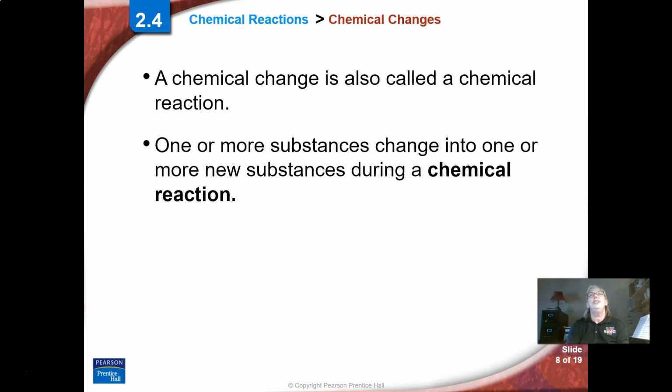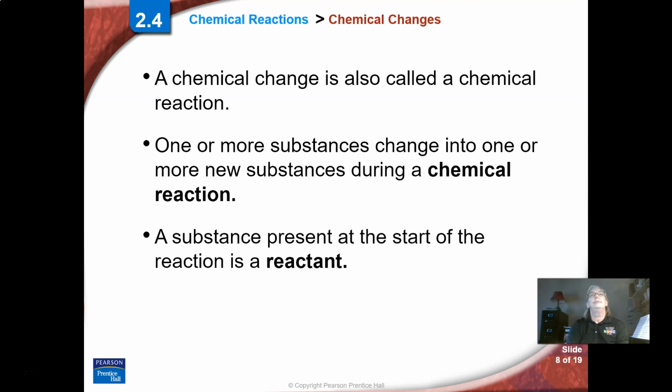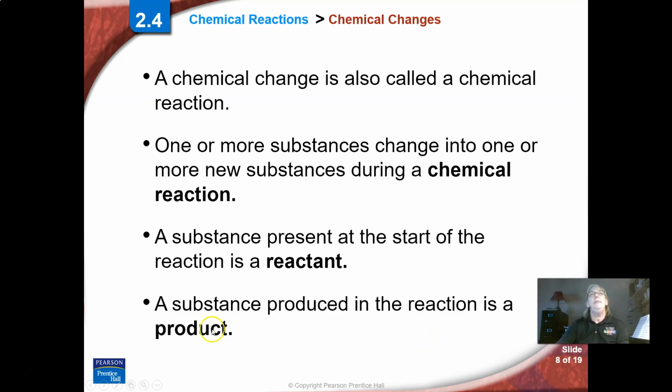One or more substances change into one or more new substances during a chemical reaction. The thing that you start with is called the reactant. This is a really important word. I need you guys to know this one for sure. Reactants are written down first, on the left side of a chemical reaction. And then the thing that you make is called a product. That goes on the right side of the chemical reaction. So reactant is the beginning, product is the end, left and right when we write a chemical reaction. Very, very important.